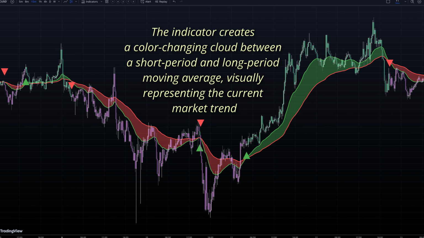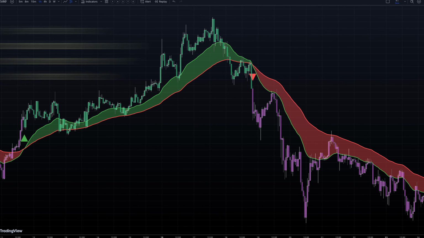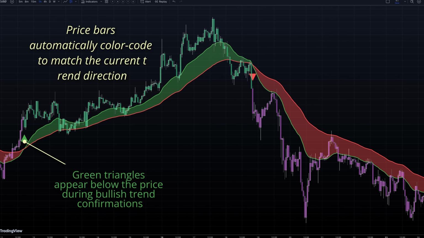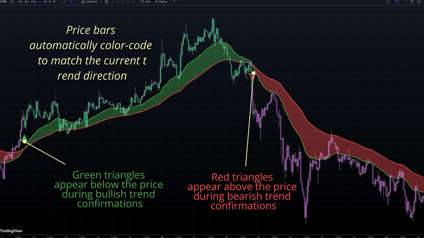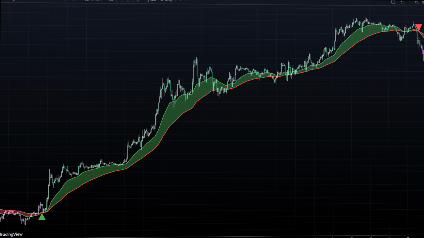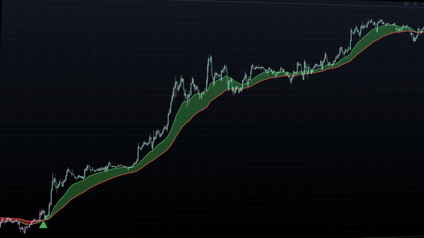The indicator generates a cloud between two moving averages, turning green when the faster MA crosses above the slower MA, signaling bullish momentum, and red when the faster MA drops below the slower MA, signaling bearish conditions. Price bars can also change color to reflect the current trend direction. For quick trend identification, it places green triangles below the price during bullish crossovers and red triangles above the price during bearish crossovers. Its primary strength is adaptability. This indicator will ensure we only take trades that align with the broader market trend, reducing the risk of counter-trend trading.